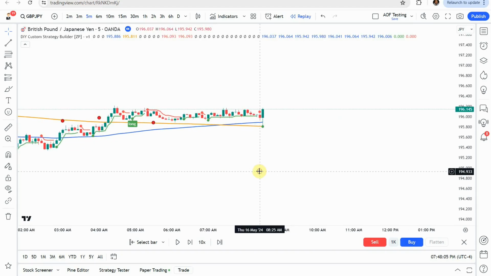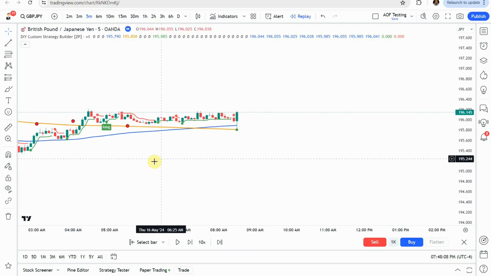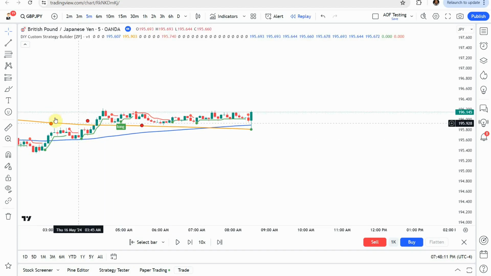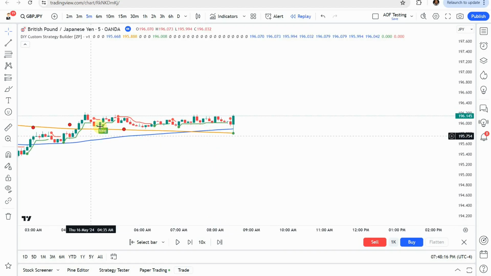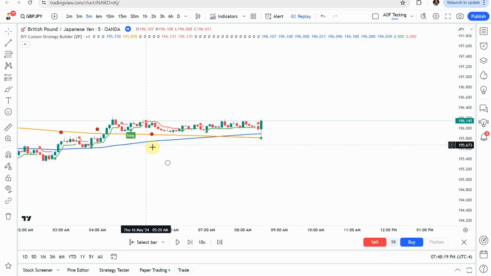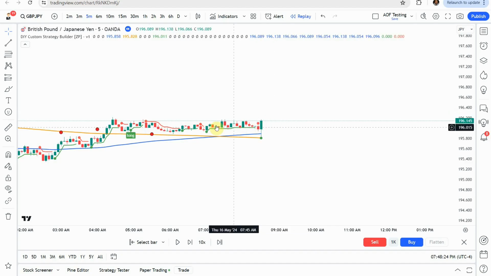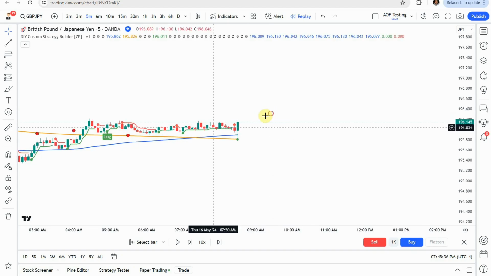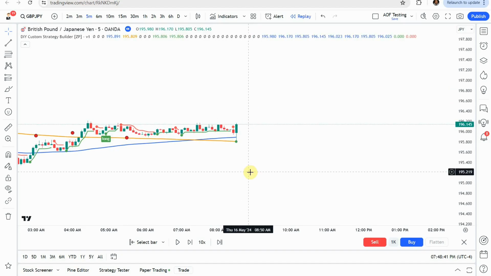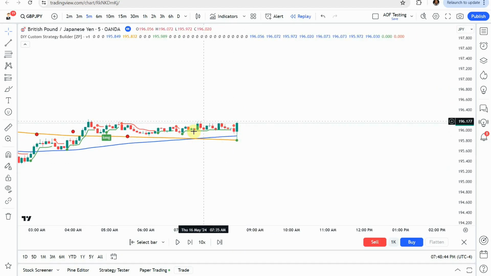And so what we're looking for first and foremost for a long trade, we're looking for the moving averages to stack up in a bullish type pattern. Basically what we're looking for is the faster of the two EMAs, so this blue one right here, to be above the slower orange one right here. Anytime that the faster one is above the slower one, that means that the moving averages are in a bullish type pattern.